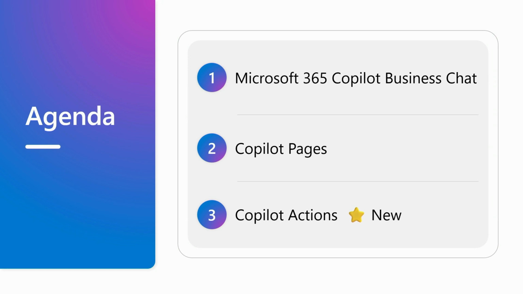I'll start with an overview of Business Chat as the place to start your work. It's near and dear to my heart, so I call it Biz Chat for short. Then I'll hand off to Maya to cover how you can turn your conversation with Biz Chat into durable AI artifacts we call Copilot Pages. Finally, Kevin will wrap up with Actions, a new way to get even more done automatically. So let's dive in.